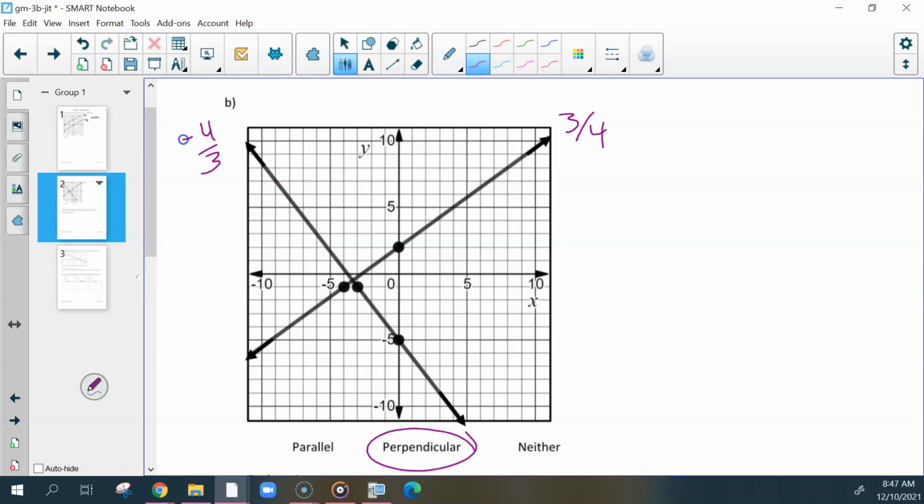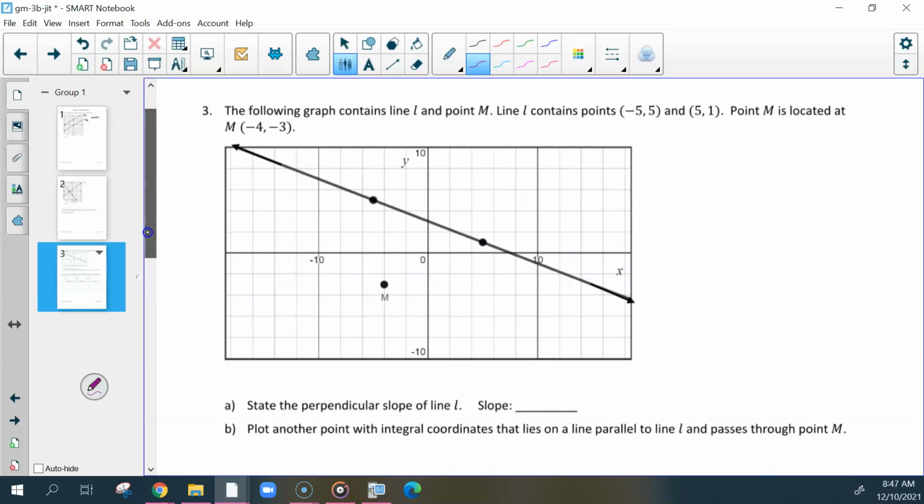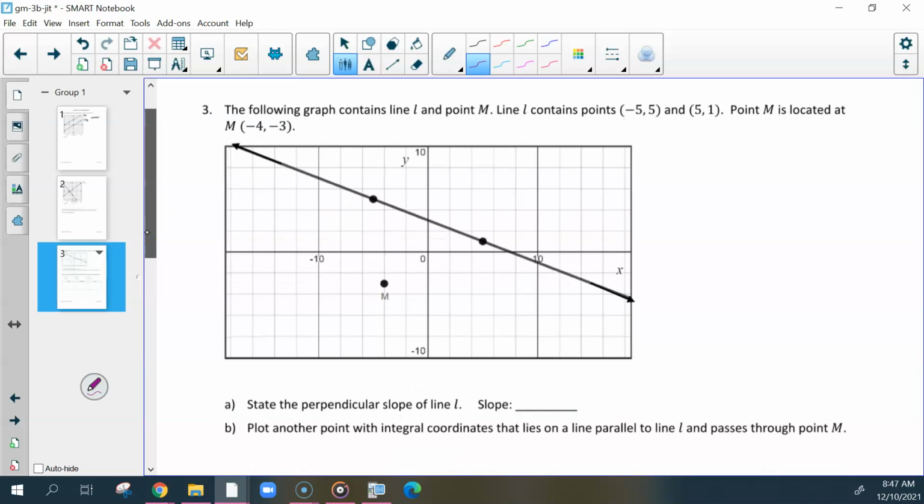Mine is out of order for you guys, so I need to find this one. Mine says 3, but I renamed yours to 2. For this one, you needed to find the slope of this line. If you counted it, you needed to be careful because these are counting by 2's. Or you could have just found the slope using these 2 points that they gave you. And then they wanted you to find the perpendicular slope of this line.